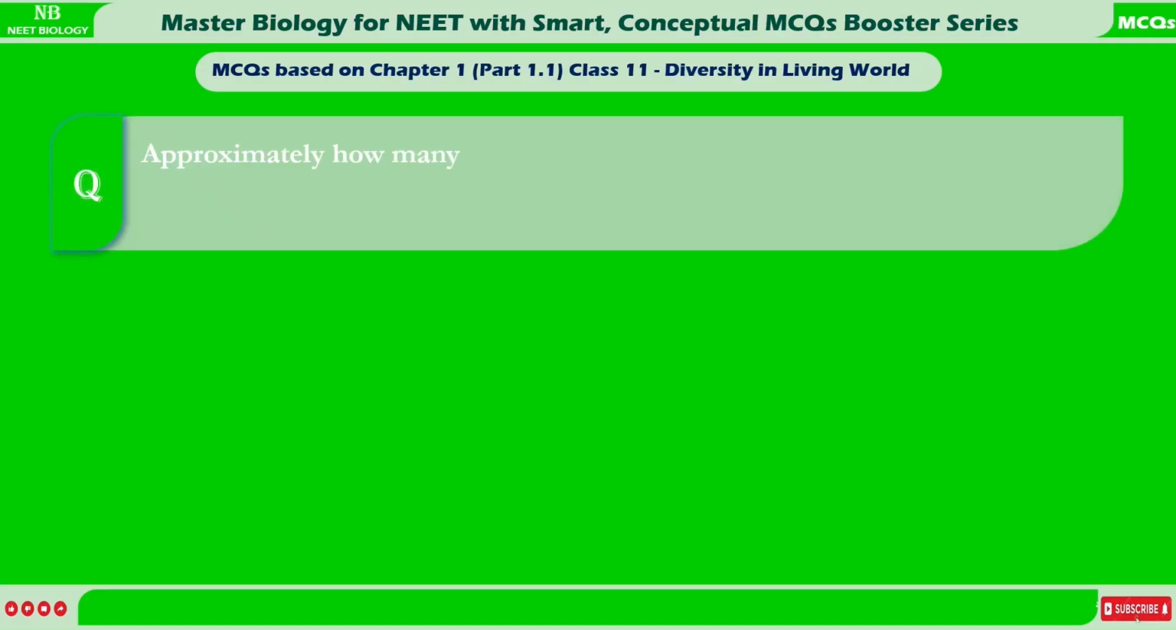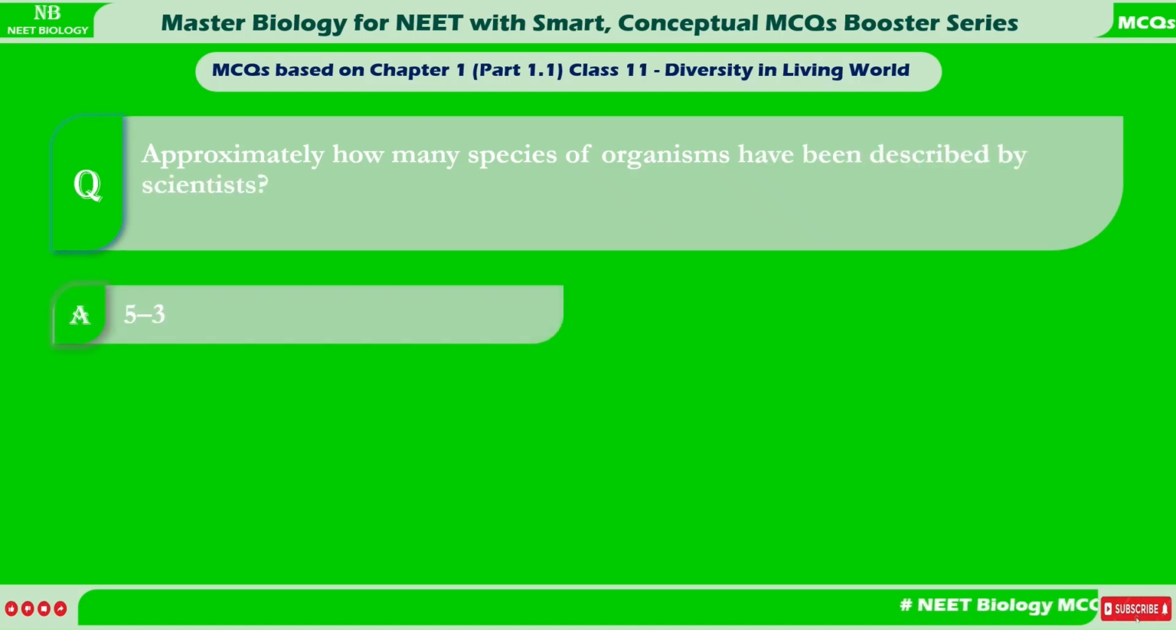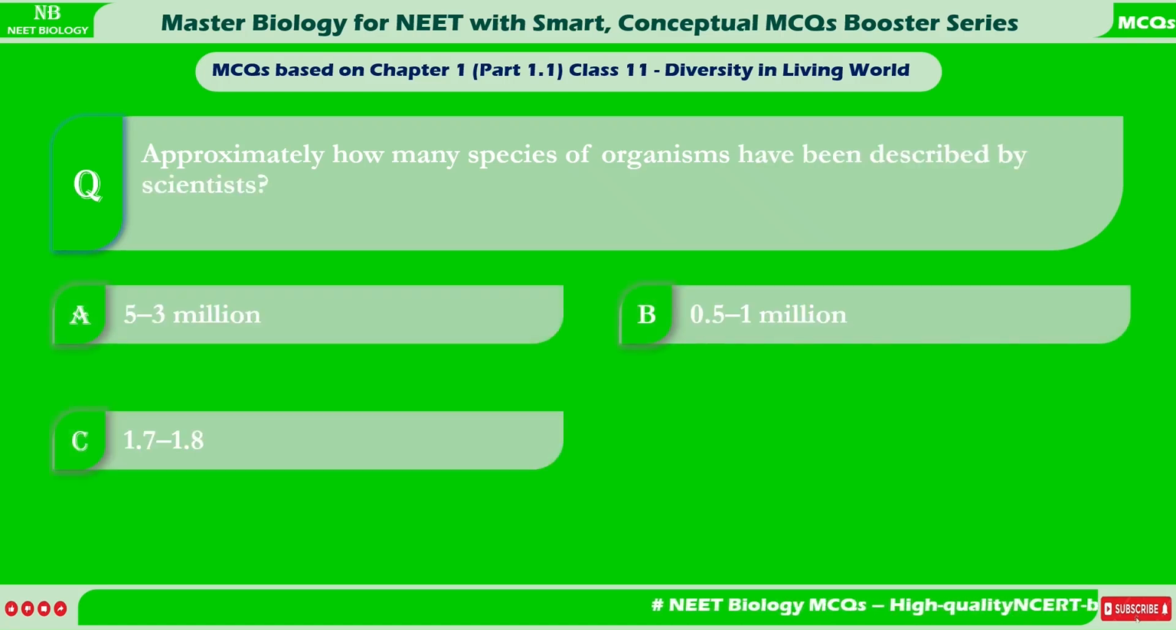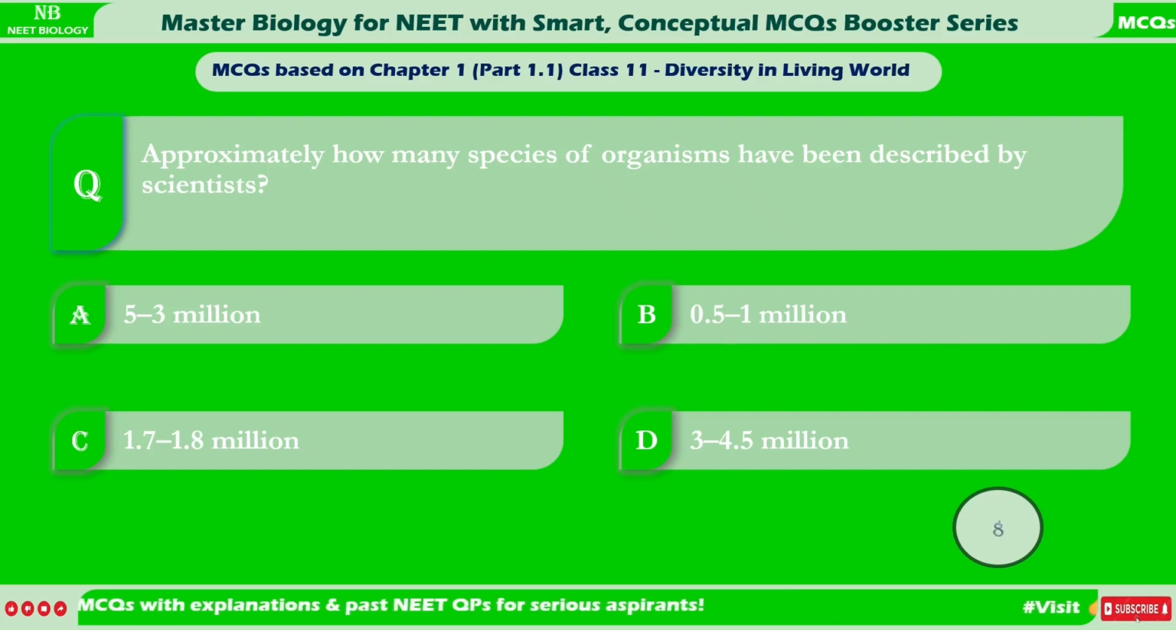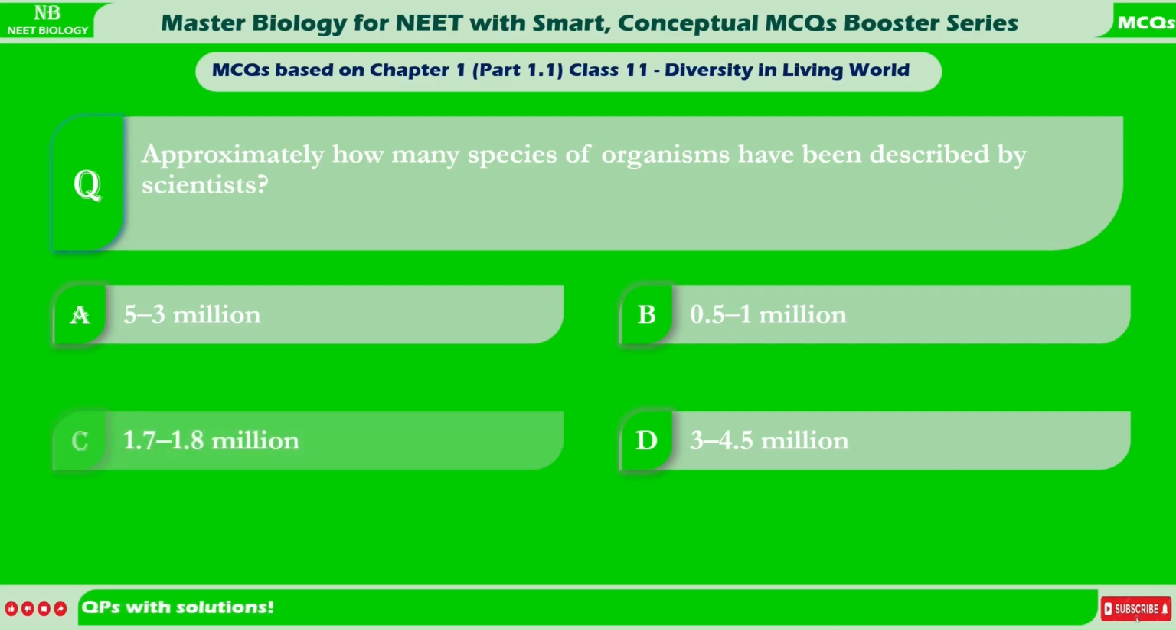Approximately how many species of organisms have been described by scientists? A. 2.5 to 3 million. B. 0.5 to 1 million. C. 1.7 to 1.8 million. D. 3 to 4.5 million. Correct answer is C. 1.7 to 1.8 million.